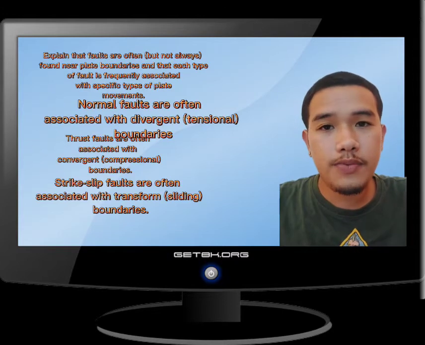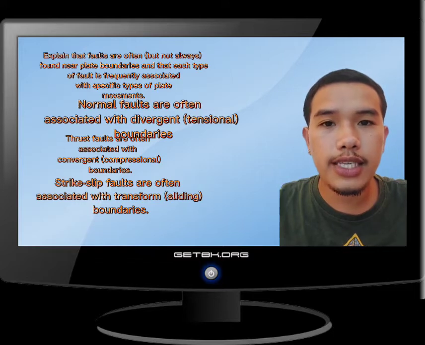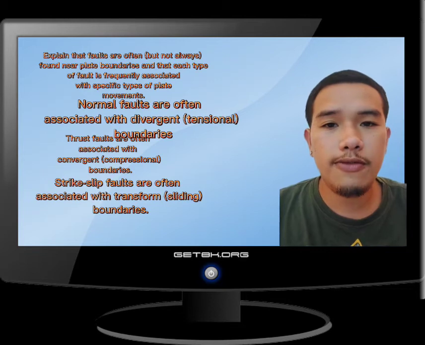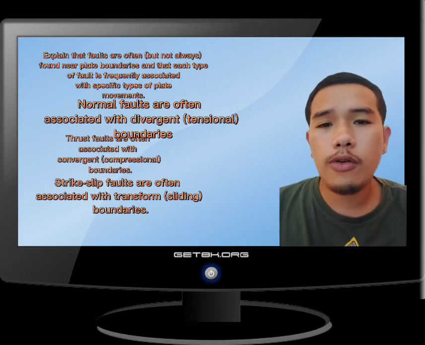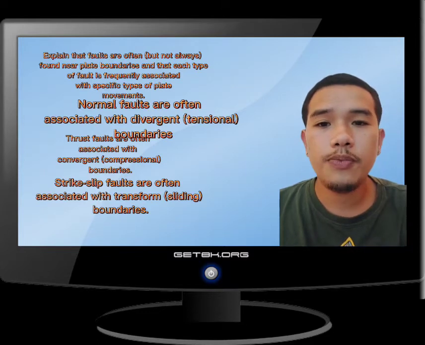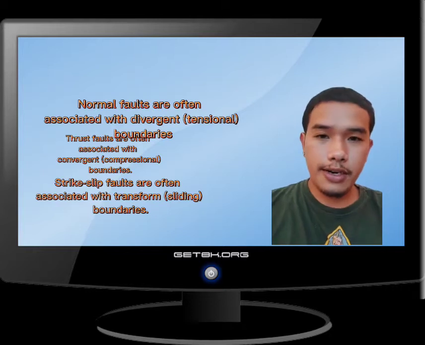So number one, explain that faults are often but not always found near plate boundaries and that each type of fault is frequently associated with specific types of plate movements. However, you can probably find all types of fault movements associated with each type of plate boundary. This is my answer for number 1.